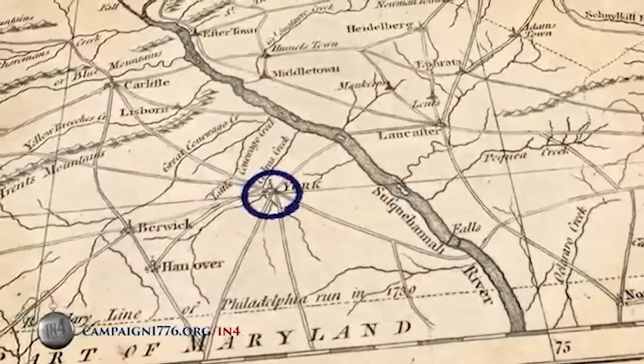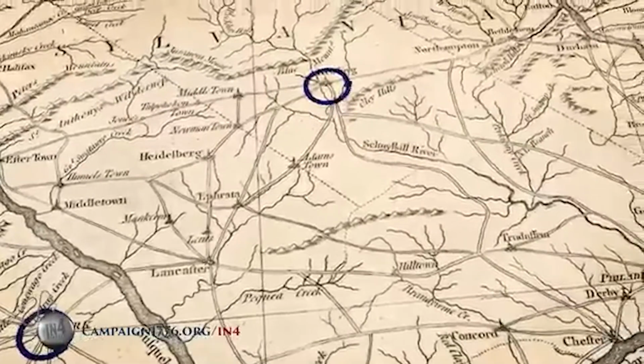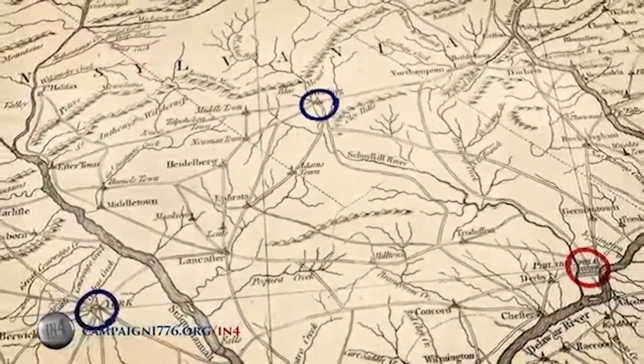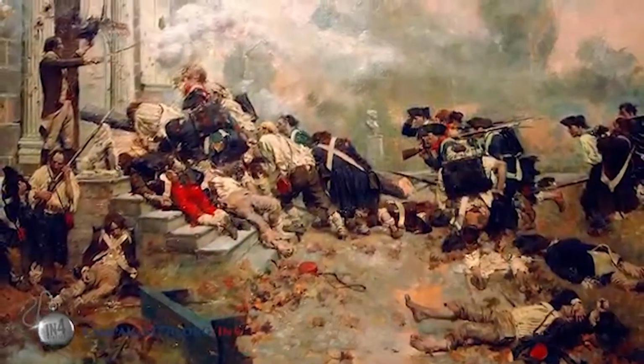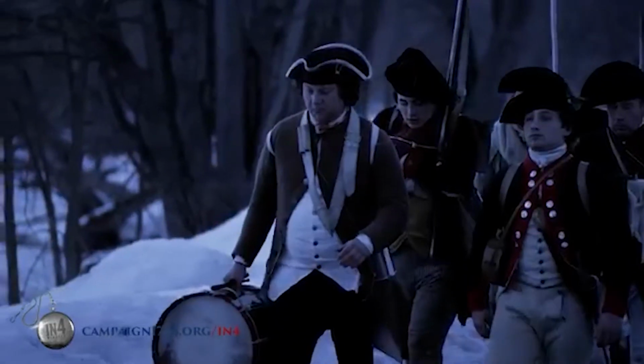Pennsylvania's executive council, their rebel government, the state government, has fled as well. They're over in Reading right now. Thousands of other Philadelphia residents are now refugees out in the countryside. Washington tries one last time to force the British out of Philadelphia before they're able to dig in by launching a surprise attack at Germantown, and fails, and is forced to retreat.